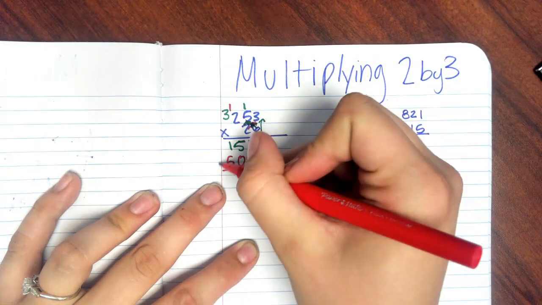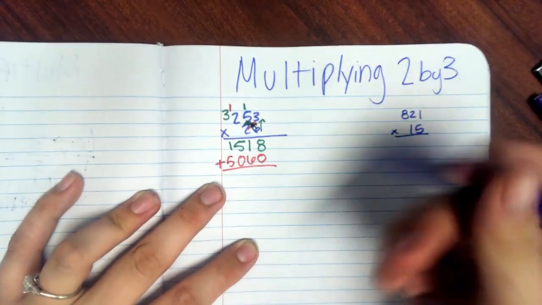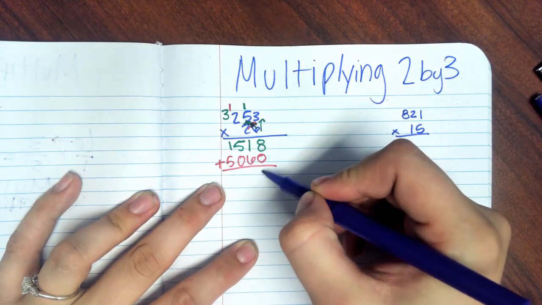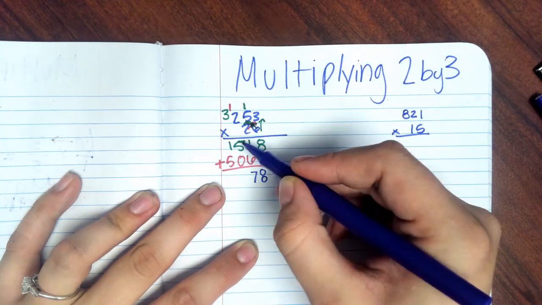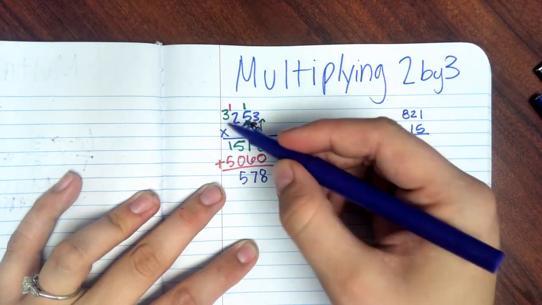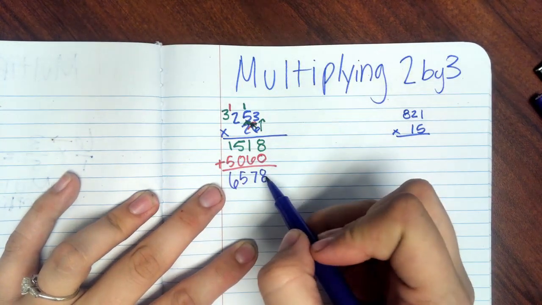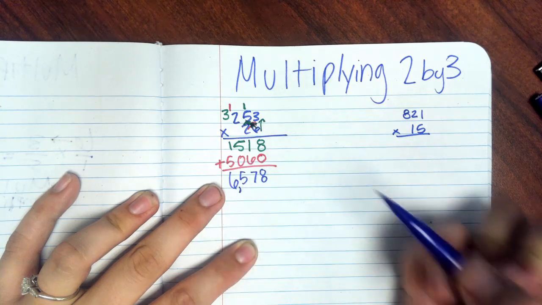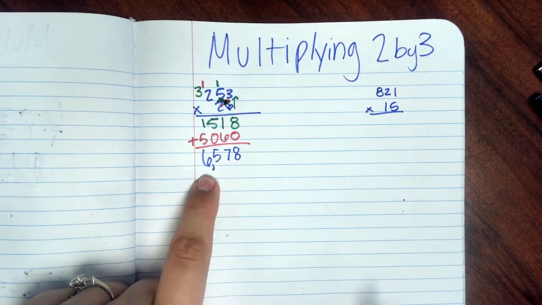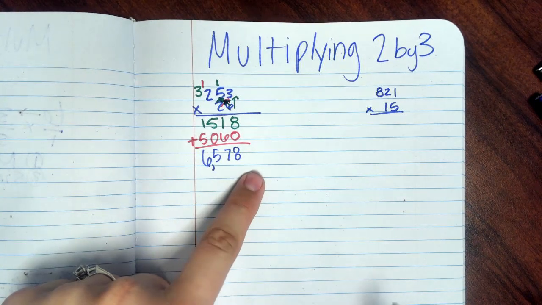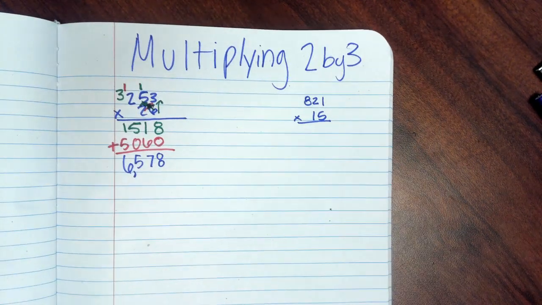So now I have both of my partial products, and I'm going to go ahead and just add these together. 8 plus 0 is 8. 1 plus 6 is 7. 5 plus 0 is 5. And 1 plus 5 is 6. I'm going to count for my comma. 1, 2, 3. Comma goes in between the 6 and the 5. So I have a product of 6,578. Let's do the same thing over here.